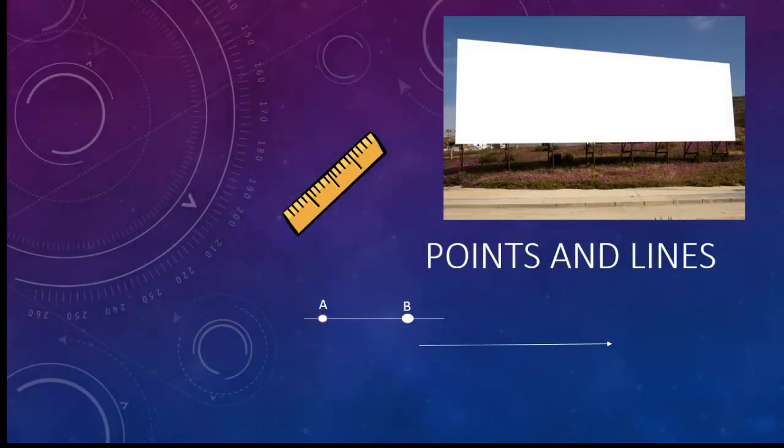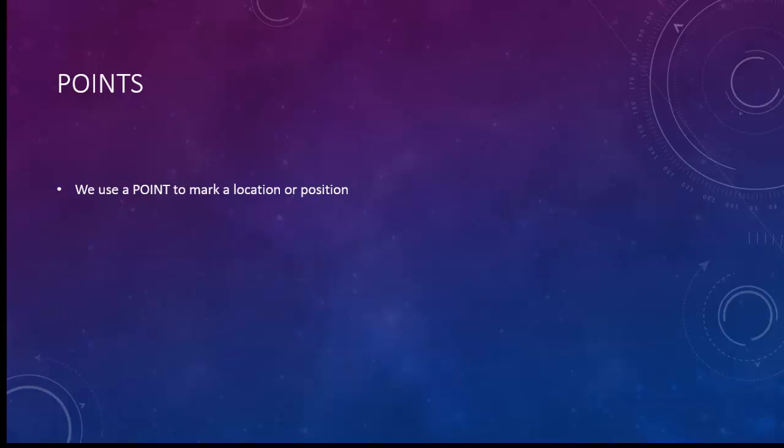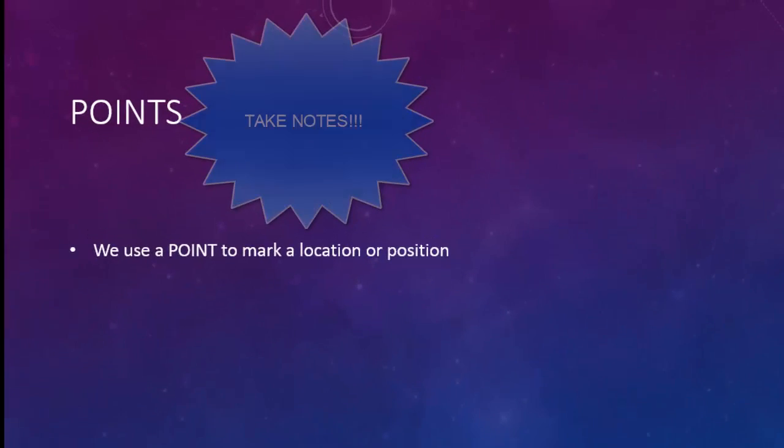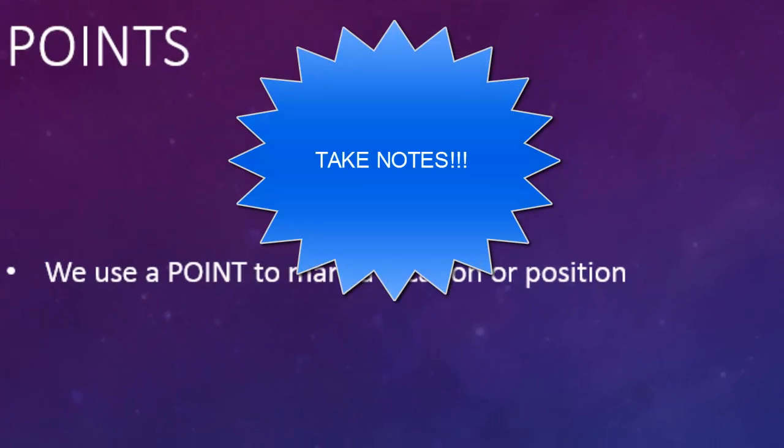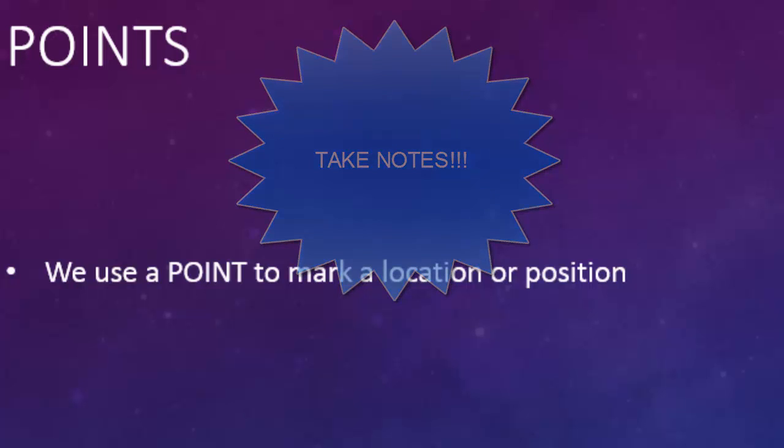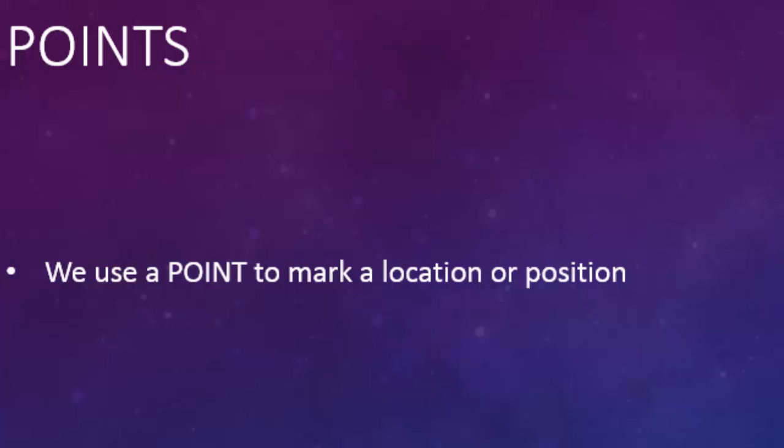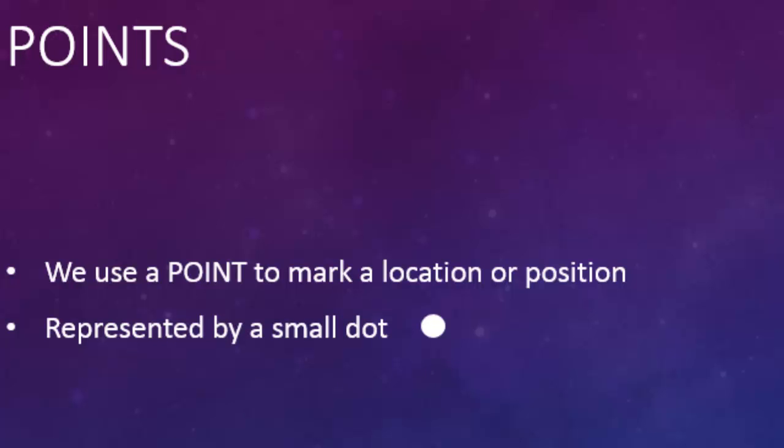Okay, today's lesson deals with geometry, and in particular points and lines. Points are used to mark a location or a position. An example of points include the corner of your desk or the tip of a compass. Points do not have size and are said to be infinitely small. However, in geometry, a point is represented by a small dot so that we can see it.